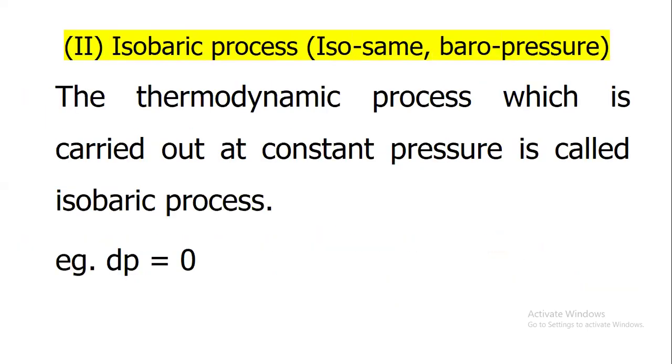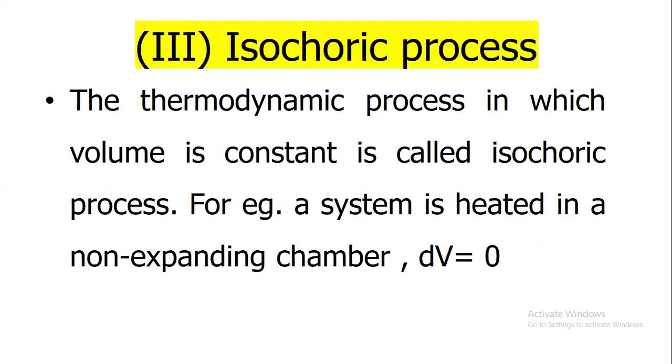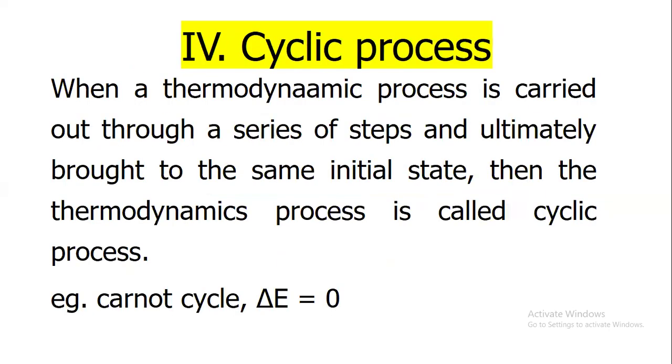Isobaric process: iso means same, referring to pressure. The thermodynamic process which is carried out at constant pressure is called an isobaric process, dP equal to 0. Isochoric process: the thermodynamic process in which volume is constant is called an isochoric process. For example, a system is heated in a non-expanding chamber, dV equal to 0.